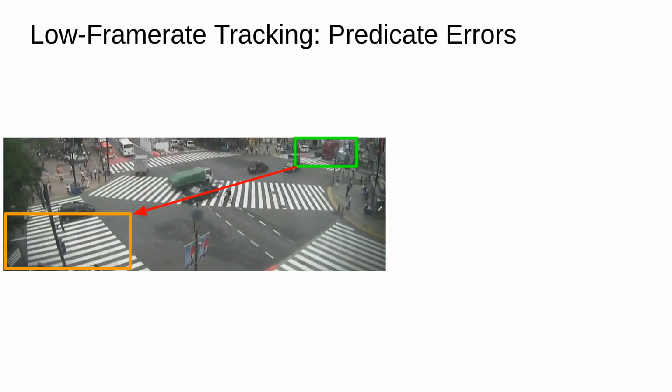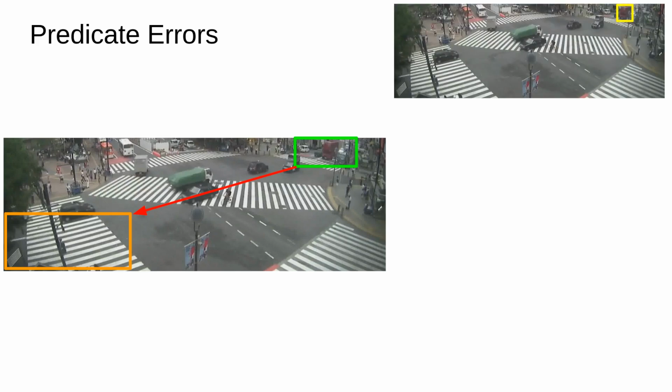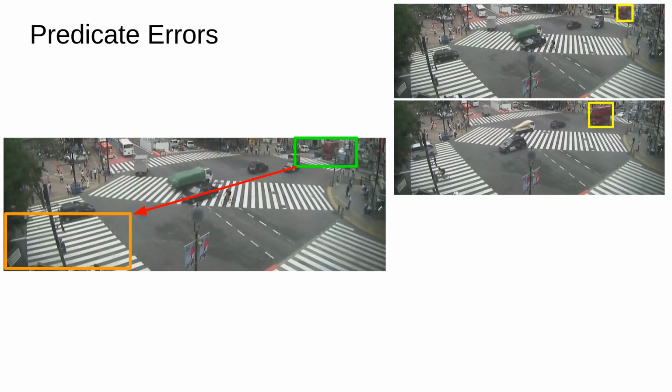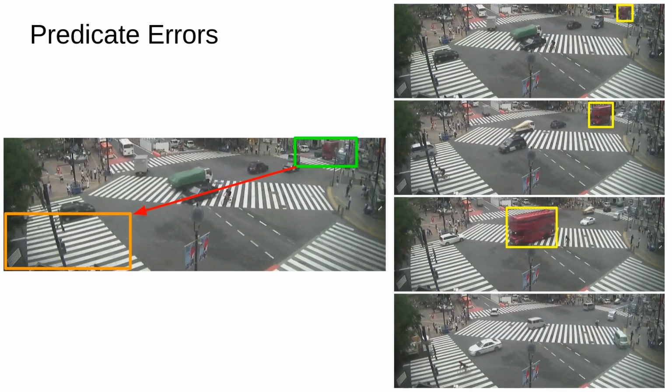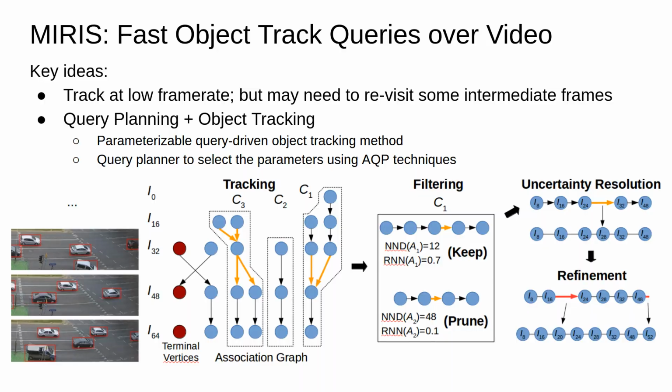Another issue is errors when evaluating a predicate over tracks sampled at low frame rates. Suppose we want to find cars that go from the green box to the orange box. And here's a track of a bus that we see first in the top right, then in the middle of the junction, but then it's gone and we never see it in the orange box. At the full frame rate, the bus would pass the orange box, but because we're looking at frames 1 second apart, the query engine might think that this bus actually does not satisfy the predicate, even though it does. We developed Miris to address challenges in efficiently executing object track queries.